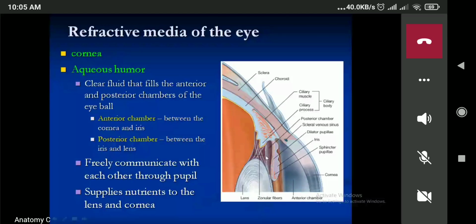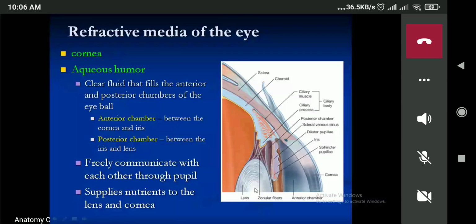Now this anterior chamber and the posterior chamber will communicate with each other through the pupil. So over here, the central aperture of the iris is known as the pupil. Through the pupil, the anterior chamber will communicate with the posterior chamber. Now, what is the main function of the aqueous humor? It provides nutrition to the lens and the cornea.